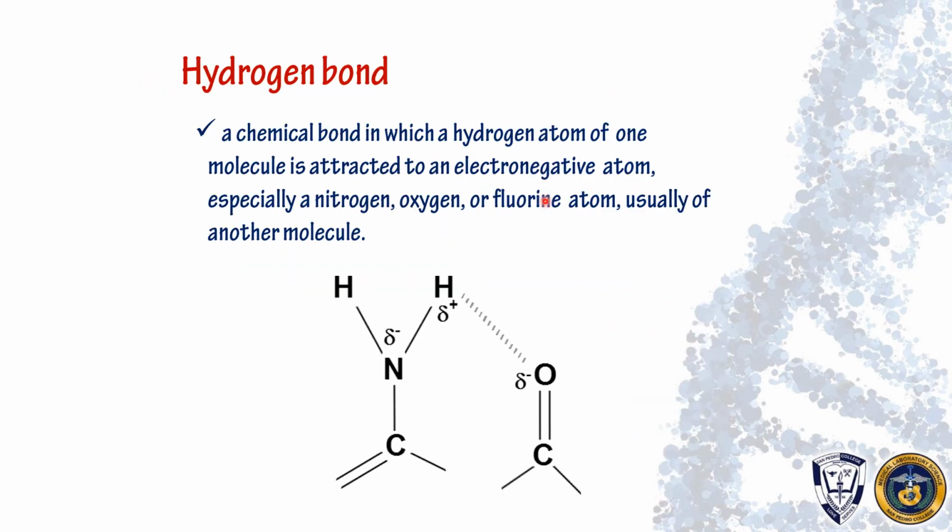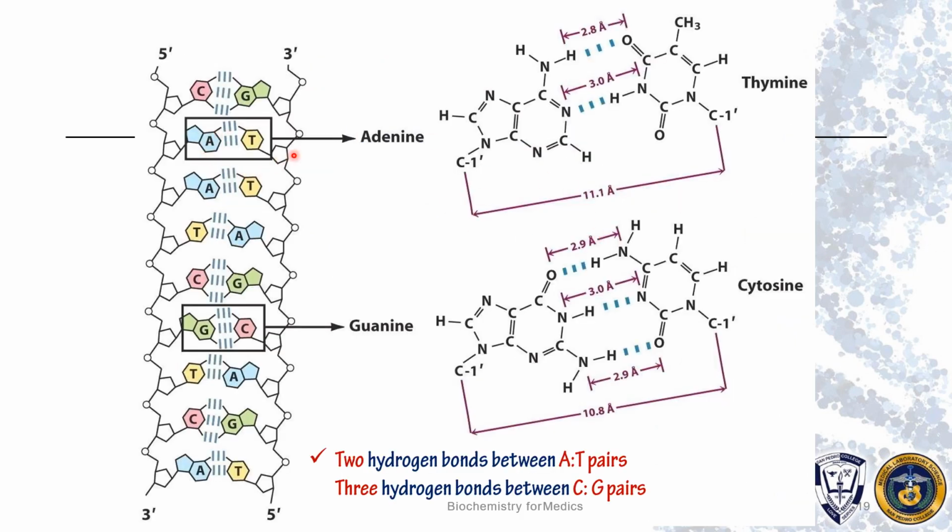Okay, the hydrogen bond. A hydrogen bond is a chemical bond in which a hydrogen atom of one molecule is attracted to an electronegative atom, especially a nitrogen, oxygen, or fluorine atom, usually of another molecule. As I've said a while ago, the hydrogen bond is the bond that joins together your nitrogen bases. So you have here two hydrogen bonds between adenine and thymine pairs, and we have three hydrogen bonds between the cytosine and guanine pairs.